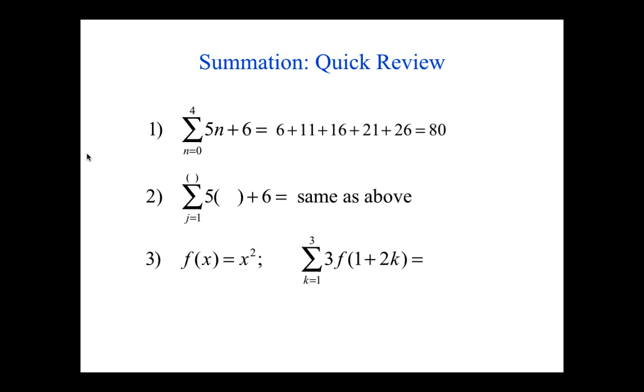Notice it starts at the bottom with j equals 1. So I'm going to use an index j and let it vary from 1 to something, and then sub it into some slightly different expression probably, so that it works out to still mean 6 plus 11 plus 16 plus 21 plus 26. And the last one just uses function notation, where we've got a k, but a function that's defined at the left.